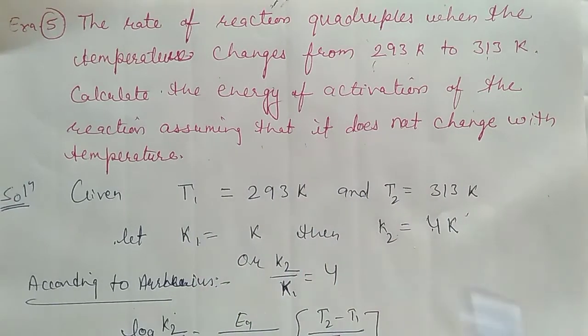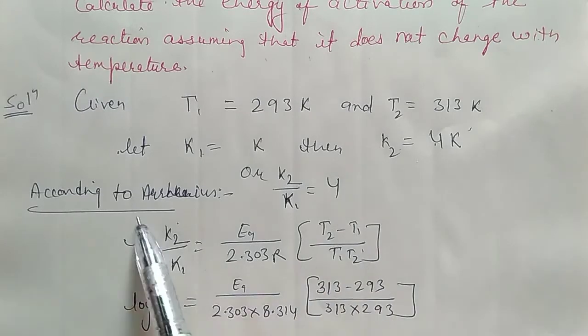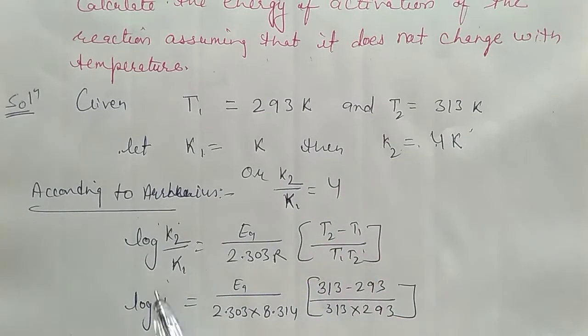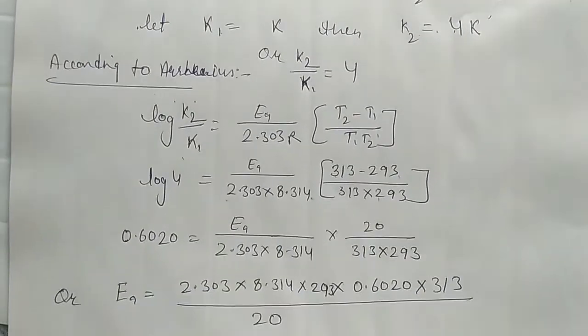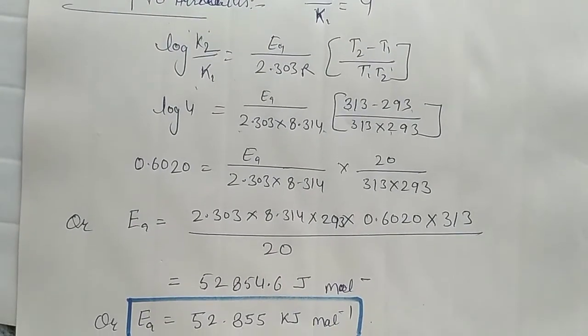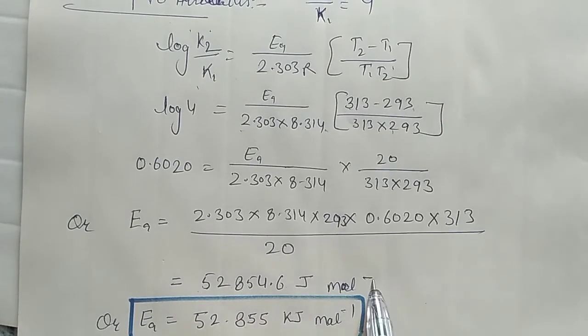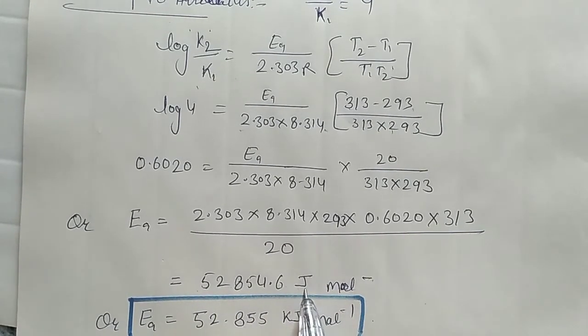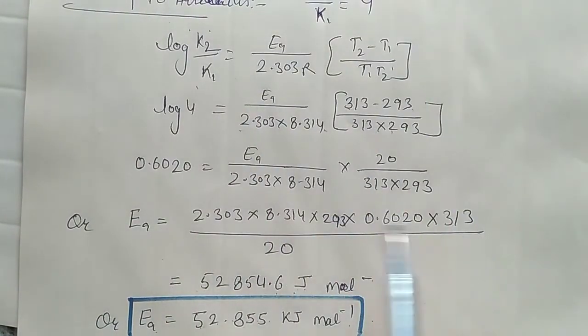temperature. Okay, so this form of the Arrhenius equation will be used. K2 upon K1 is 4. Okay, EA we have to calculate. This is the already known value, and T1, T2 are given. When we put all the values and calculate, the answer will be 52854.6 joules per mole, or for changing it into kilo, this is divided by 1000, means EA will be 52.855 kilojoule per mole. This is the very simple form.